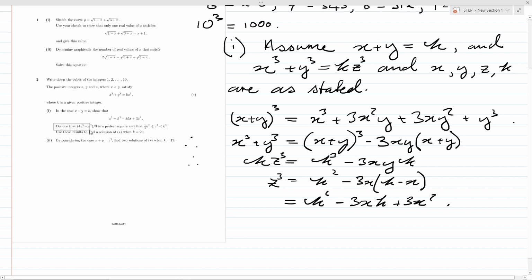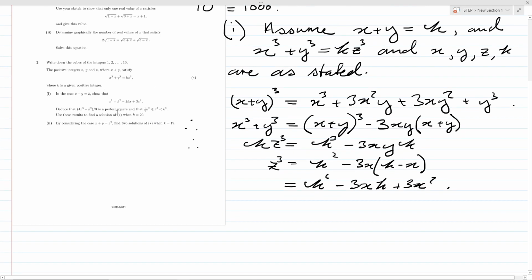We have to show that this weird looking thing, 4z squared minus k squared over 3, is a perfect square, and that we have these three inequalities, that a quarter k squared is less than or equal to z cubed, which is also less than k squared. But we can see this is definitely true. K squared over 4 is definitely less than k squared because k is a positive integer. However, we don't know about z cubed and k squared, so this is the second part, and maybe we could deal with this as the first part. So let's have a look.